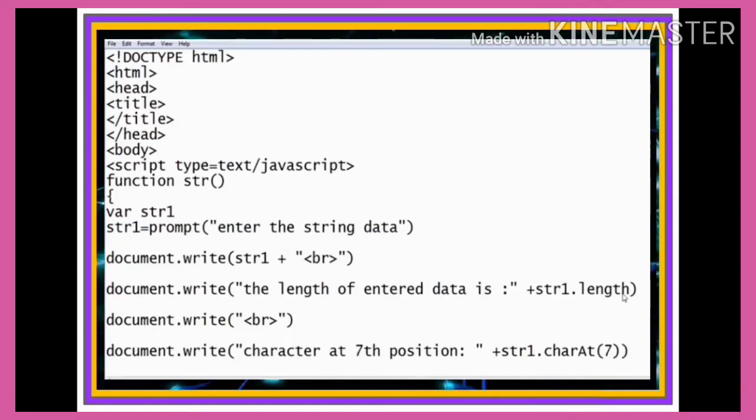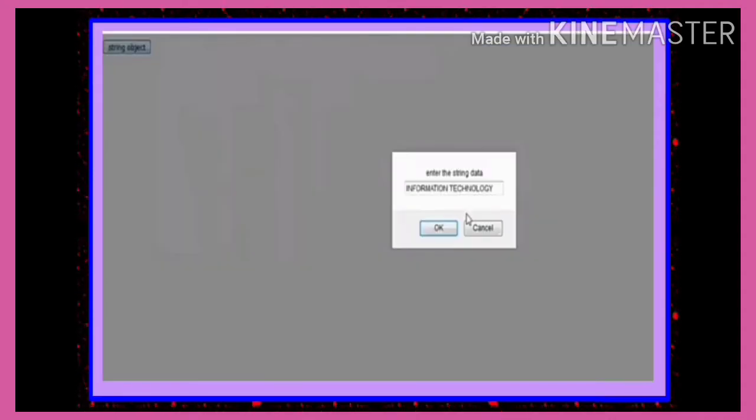Write document.write, use br tag. In the next line write document.write, in double quotes write "character at 7th position", close double quote. Use the concatenate operator plus, str1.charAt(7). Here the charAt function of the string object is applied on the str1 string. Save the program, run on the browser. You will get this output.